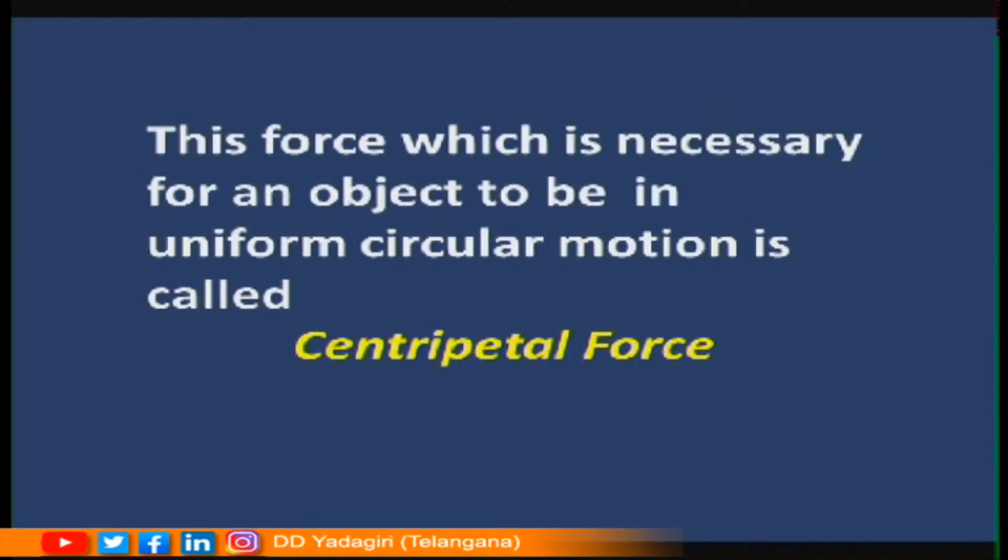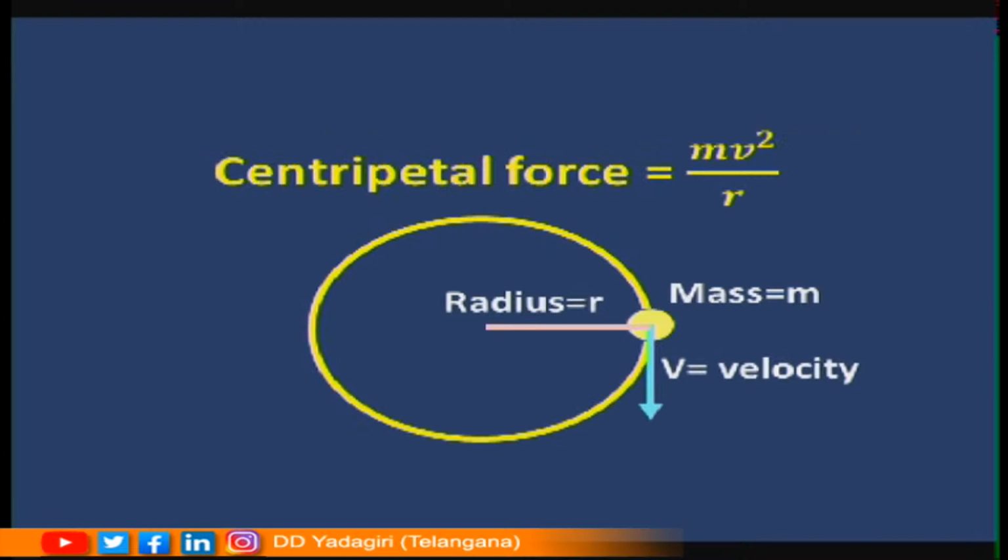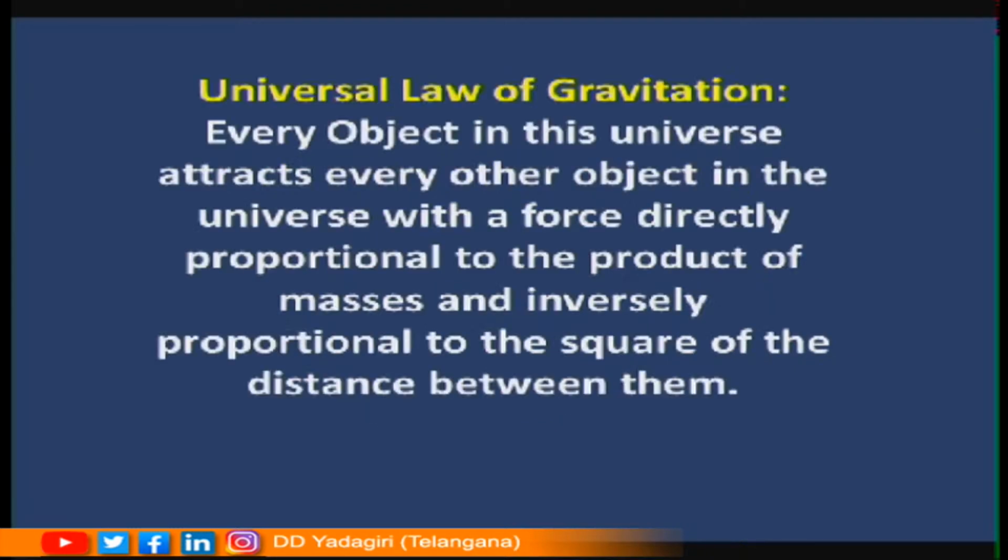The force which is necessary for an object to be in uniform circular motion is called centripetal force. We have seen that the velocity is always perpendicular to the radius of the circle and the centripetal force is mv square by r. We have seen universal law of gravitation which says every object in this universe attracts every other object in the universe with a force directly proportional to the product of masses and inversely proportional to the square of distance between them.